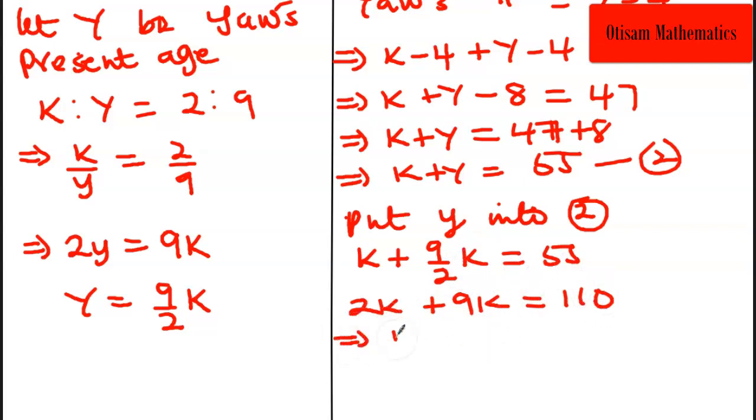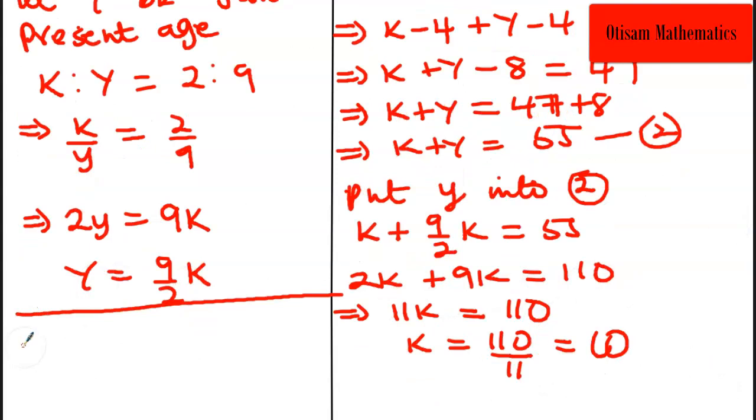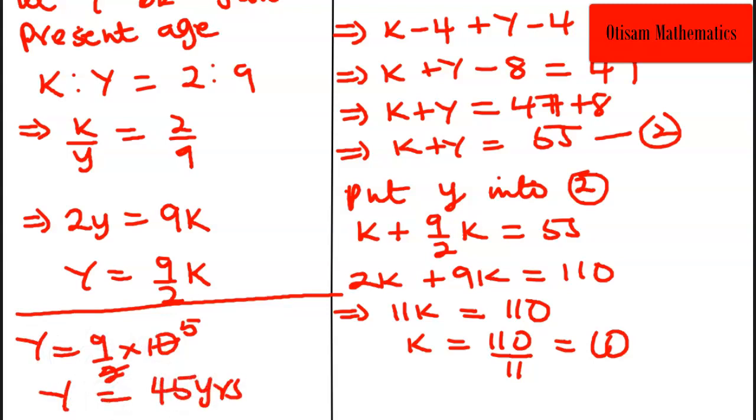So we have 11k is equal to 110. So k will be 110 over 11, which is 10. So therefore, Yao's age will be 9 over 2 times 10, which will be 45 years. Okay, so that is Yao's age, which is 45 years.